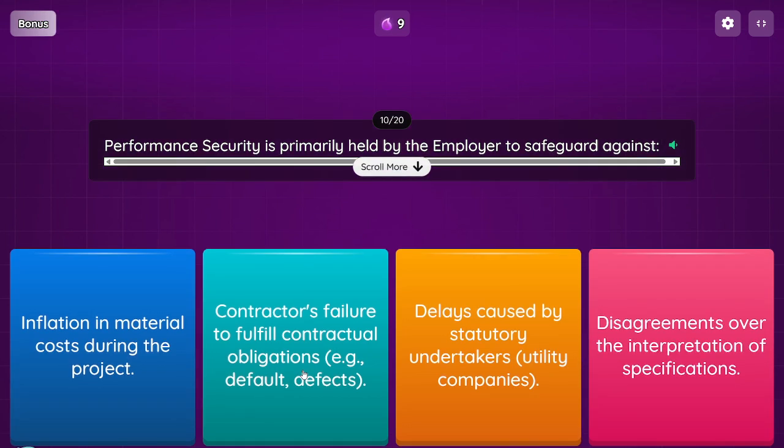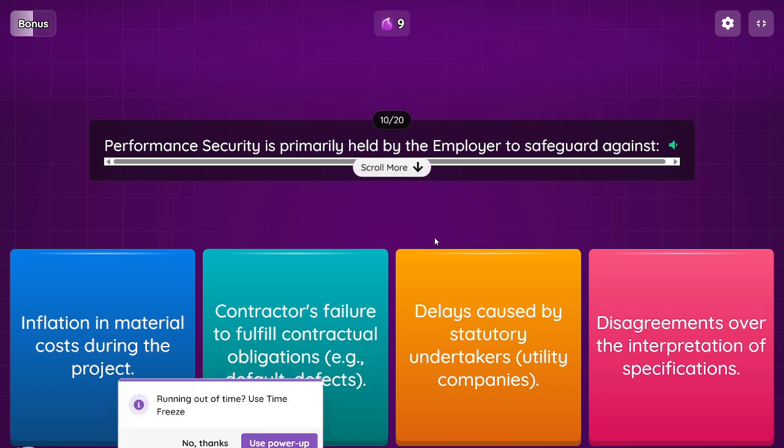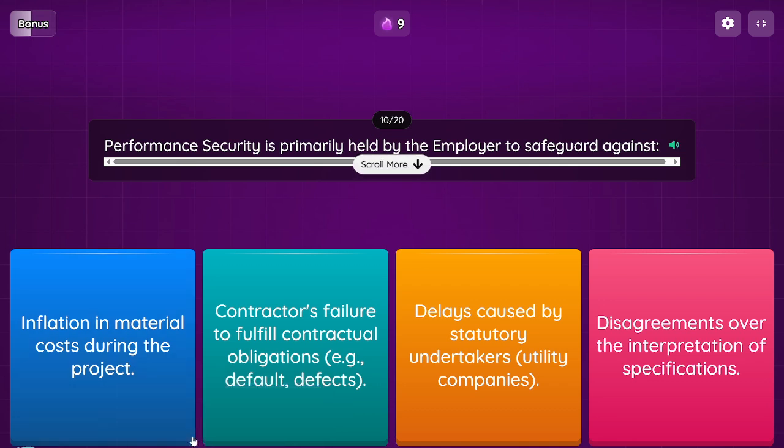Question: performance security is primarily held by the employer to safeguard against Option 1, inflation in material costs during the project. Option 2, contractor's failure to fulfill contractual obligations, for example default, defects. Option 3, delays caused by statutory undertakers, utility companies. Option 4, disagreements over the interpretation of specifications.